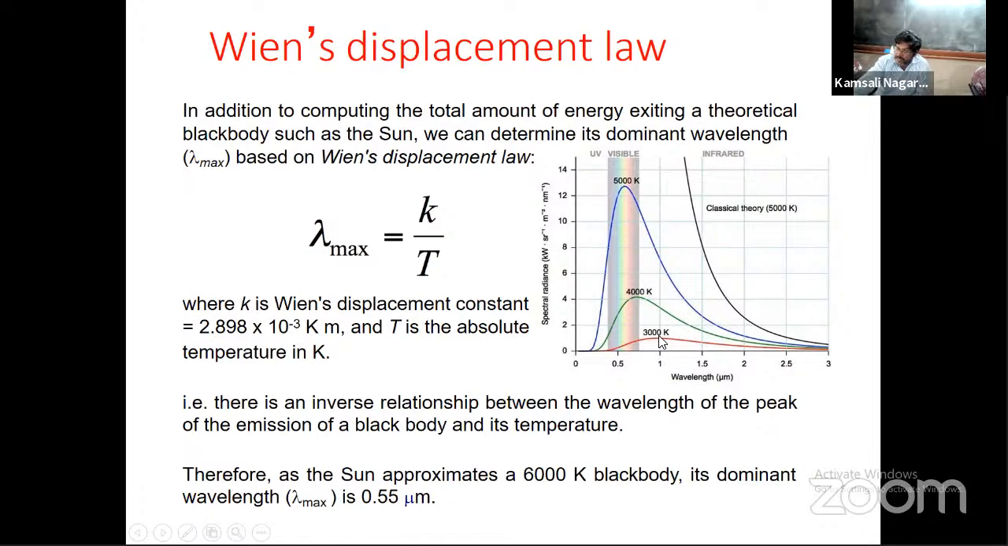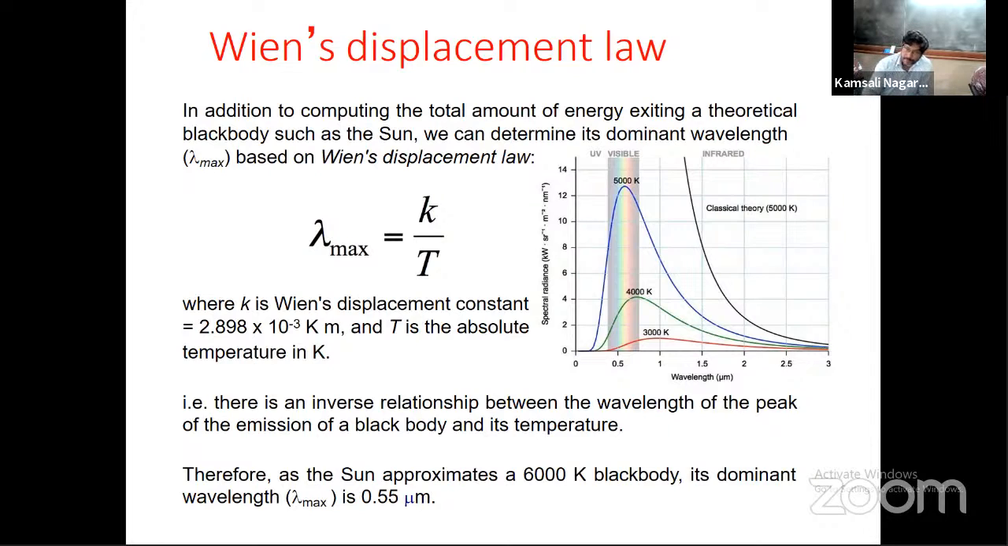3000 degree Kelvin is where the maximum emissivity comes at 1 micron. Sorry, this is for about 4000 degree Kelvin. You can expect the peak at about 0.6, 0.7. The sun at 5000 degree Kelvin emits peak emissivity at about 0.55 micrometer, whereas Earth emits at a temperature of almost 300 degree Kelvin with a peak at 10 micrometer.